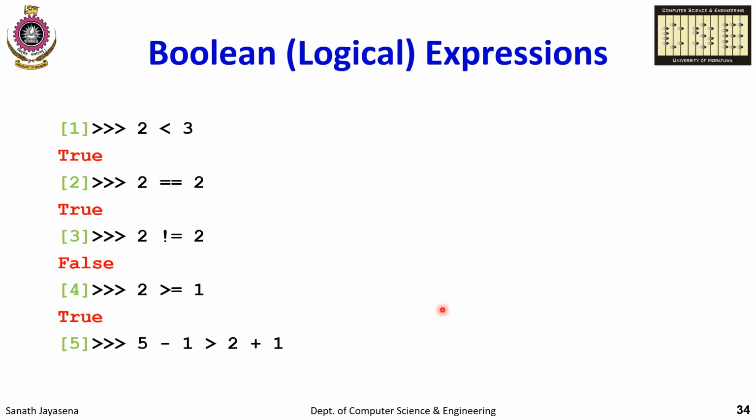And what about this one? 5 minus 1 greater than 2 plus 1. How exactly does this happen really? Anyway, when you try this out, you will see that you get the result of true. So how do you explain this? What happens here is that this comparison will happen at the very end as the last operation. First, this and this will get evaluated. So 5 minus 1, we know it's 4, right? And 2 plus 1 is 3. And 4 greater than 3 is true. So therefore, this is correct.